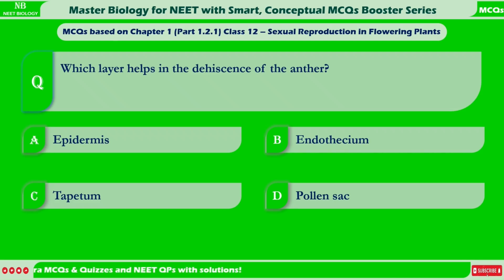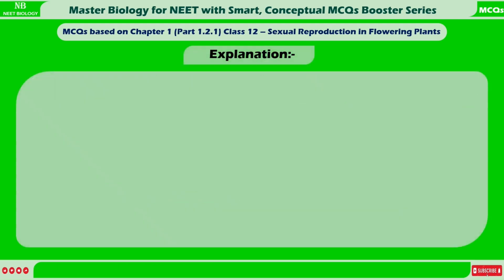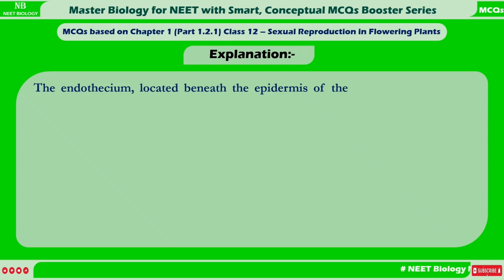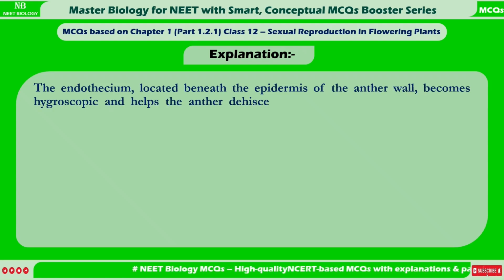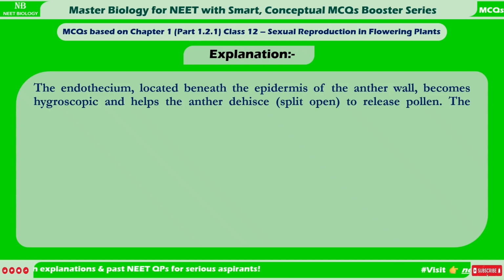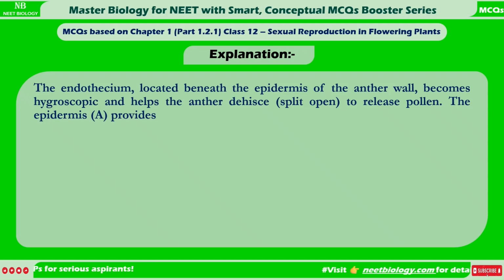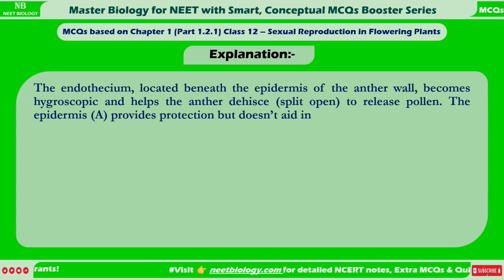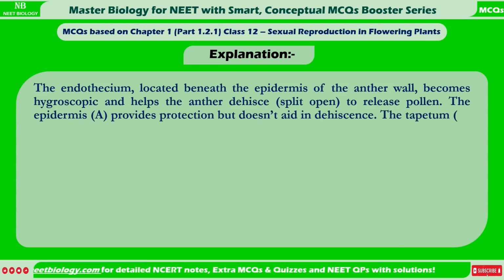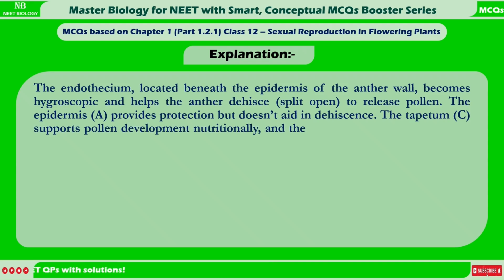Correct answer is B. Endothecium. Explanation. The endothecium, located beneath the epidermis of the anther wall, becomes hygroscopic and helps the anther dehisce, split open, to release pollen. The epidermis, A, provides protection but doesn't aid in dehiscence. The tapetum, C, supports pollen development nutritionally, and the pollen sac, D, is the chamber where microspores develop but does not contribute actively to anther opening.